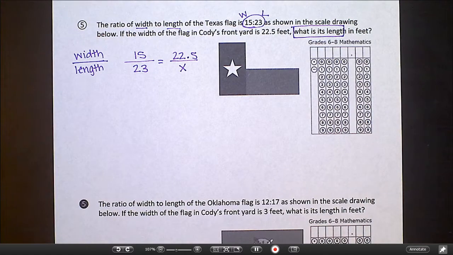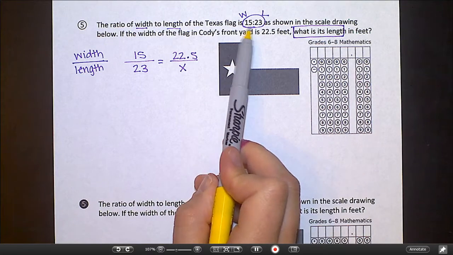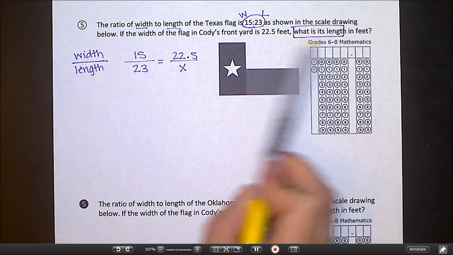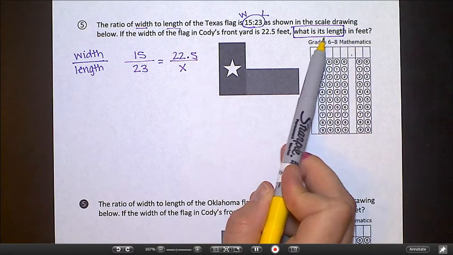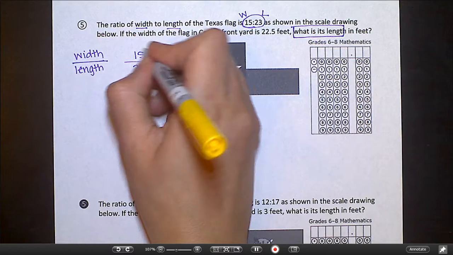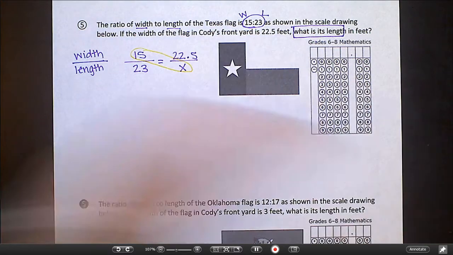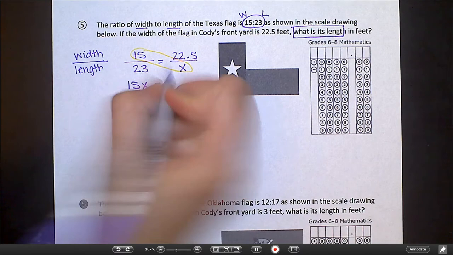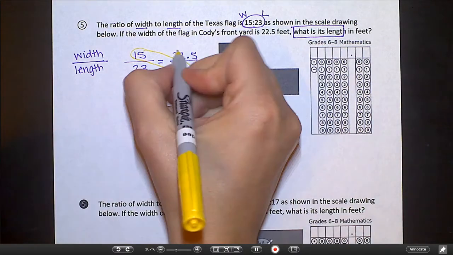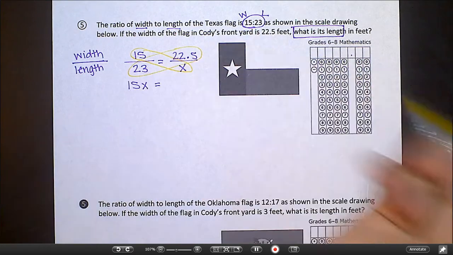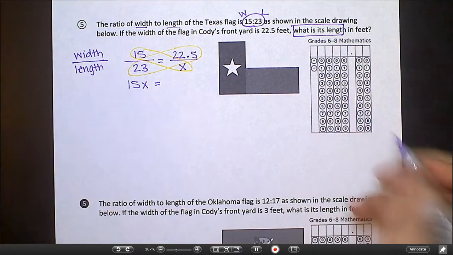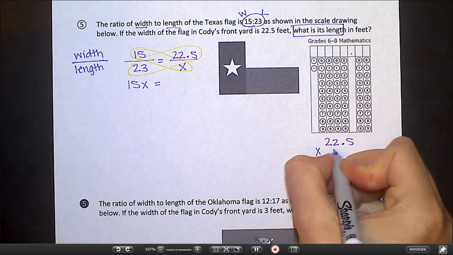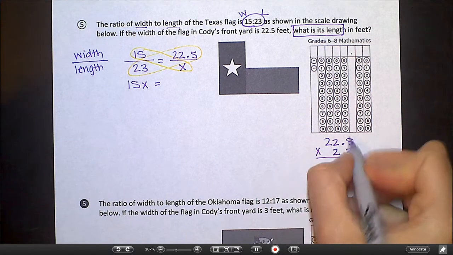So all we've had to do is take what we know, width over length, and figure out what we're looking for. Width over length is, we don't know. We don't know what the length is. Let's find it. 15 times X is 15X. 22.5 times 23, we're going to need to multiply that out.